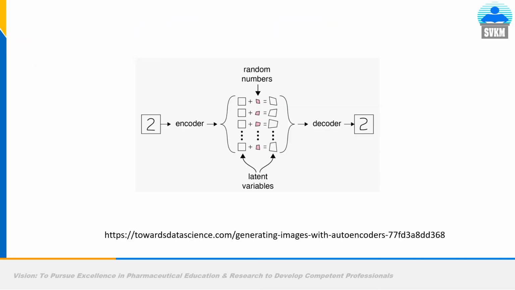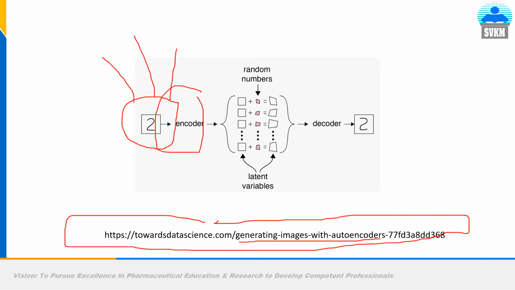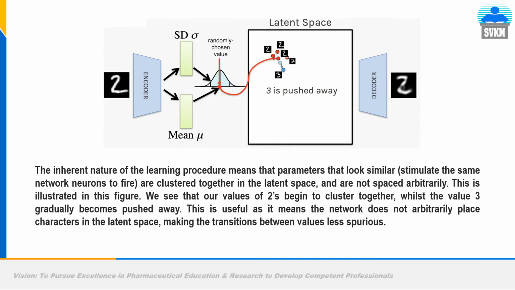So this is another example I have taken from the famous website towardsdatascience.com, generating images with autoencoders. So this is the image of 2. It is your image or picture, or simply the input. The encoder will make random variables and the decoder will give the image of 2. How exactly is it happening?